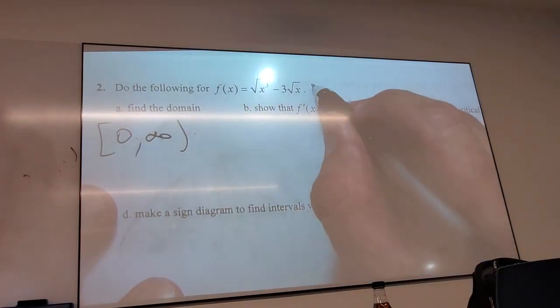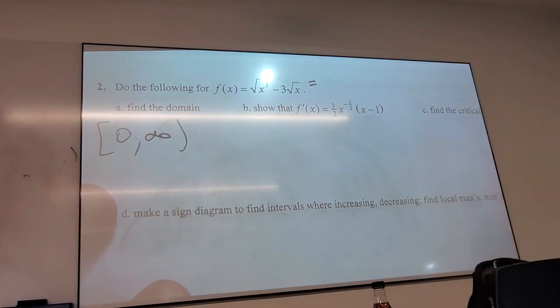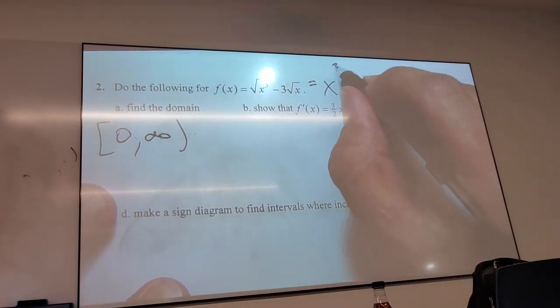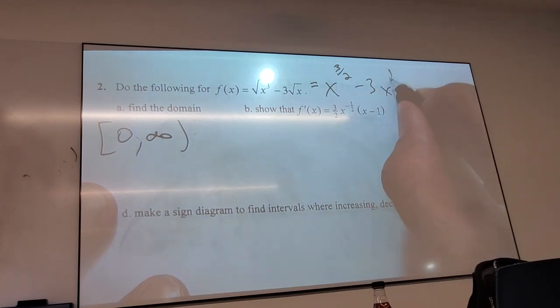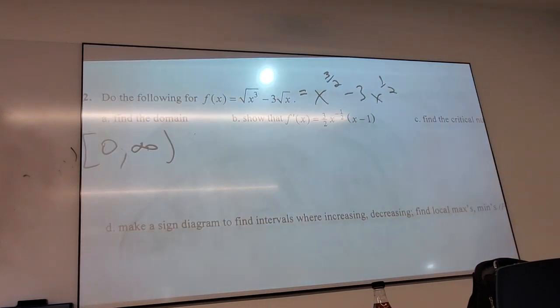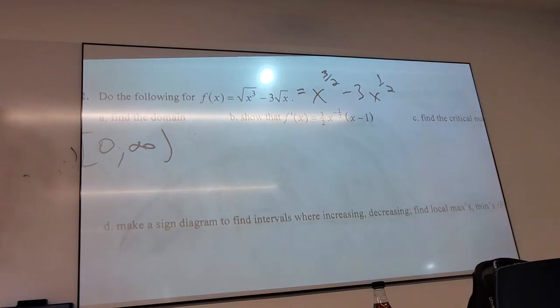How would I rewrite this? x to the 3/2, good, x to the power over root, minus 3x to the 1/2. Good. Radical cuts things in half. There you go. Square root. Somebody with me? Definitely rewrite. That's why radical notation sucks, just generally.